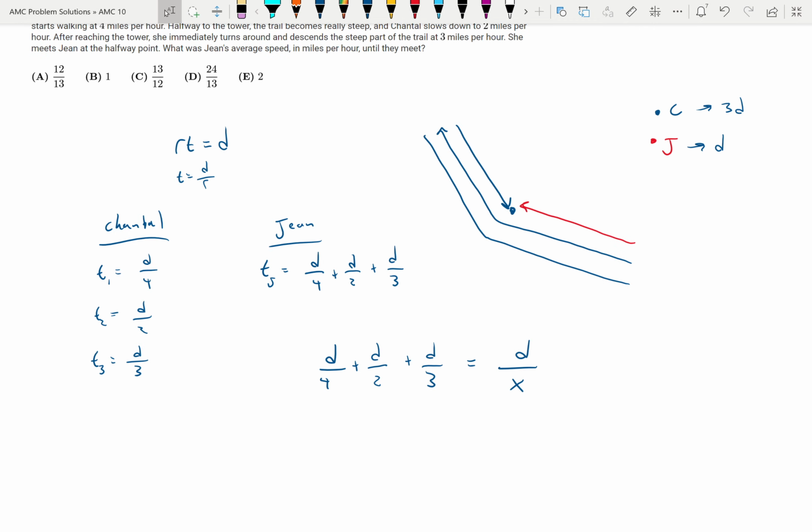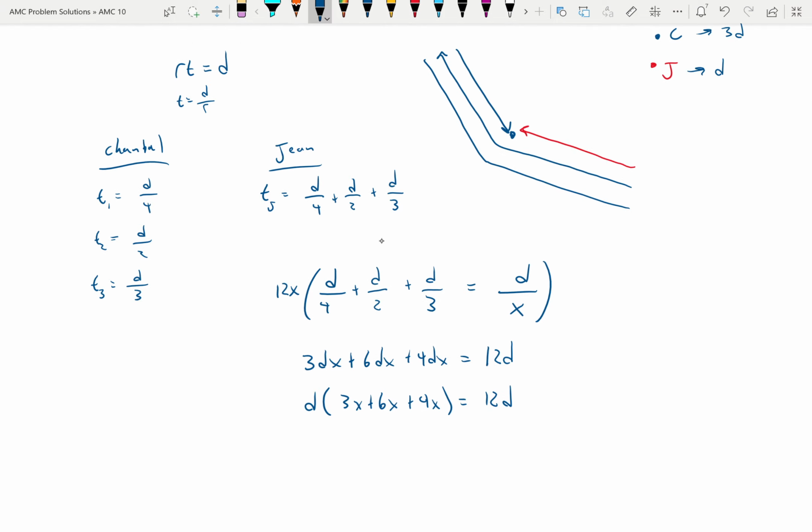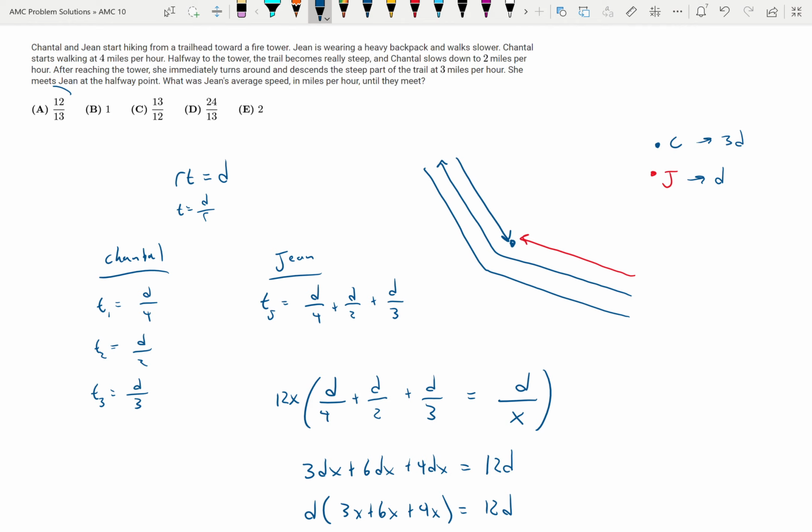So to solve this problem, I'm going to multiply both sides by the LCM of the denominators, so by 12x. So this becomes 3dx plus 6dx plus 4dx is equal to 12d. If we factor out a d here, we get 3x plus 6x plus 4x is equal to 12d. And then divide both sides by d, we get 13x is equal to 12. So therefore x is equal to 12 over 13. So the answer is choice A.